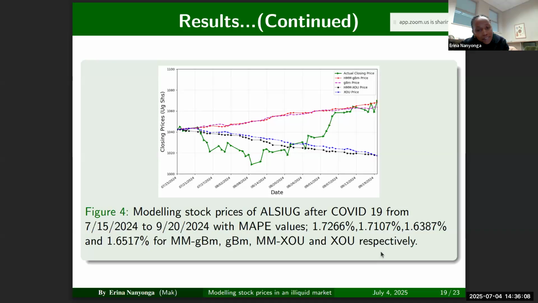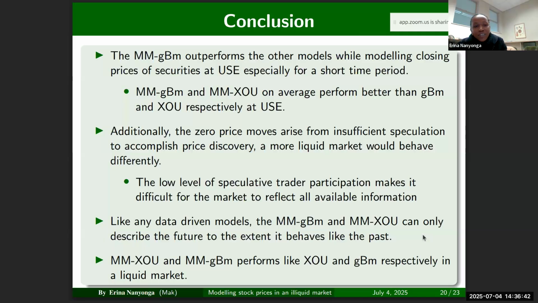So for the all shares index, the MAP values from the GBM for the GBM and GBM were close to each other, and those of the XOU and XOU were also close to each other, implying that the effect of the model was irrelevant for data that was moving. So in conclusion, I can say that the GBM outperforms the other models in an illiquid market while modeling closing prices, especially for a short time period.